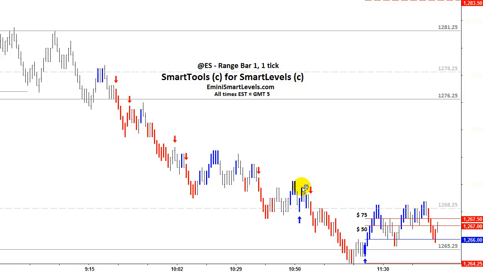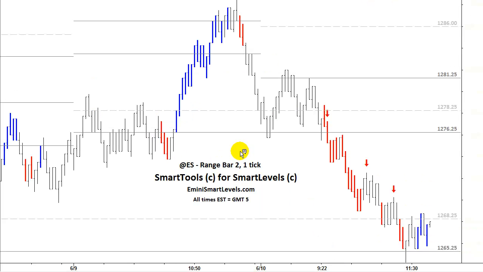So I'm now going to switch to the two-point range bar chart and show you the setups there. Okay, here we are on the two-point range bar chart, and since this compresses the time a lot, I'll show you the market move up from yesterday. This was a nice strong move on the two-point chart.